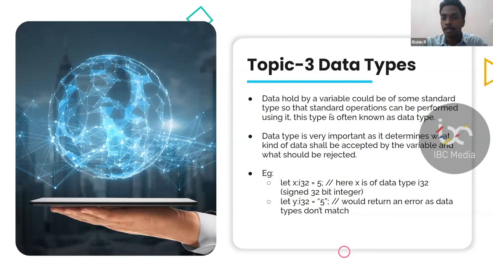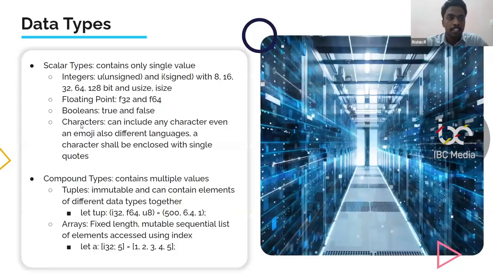Now, data held by a variable could be of some standard type, and the data type is very important as it determines what kind of data shall be accepted by the variable and what should be rejected. Now we will see that there are two different kinds of data types: scalar types and compound types. Scalar types can only take a single value.